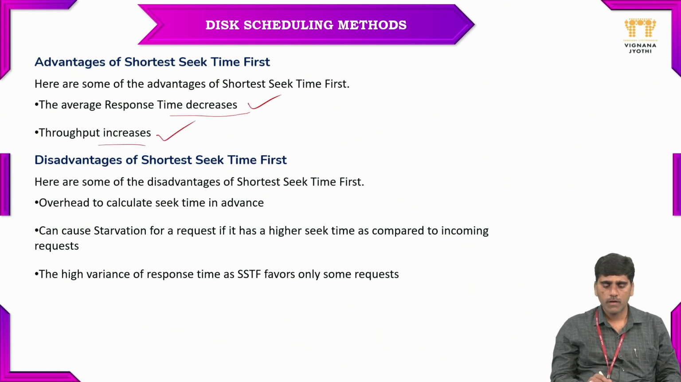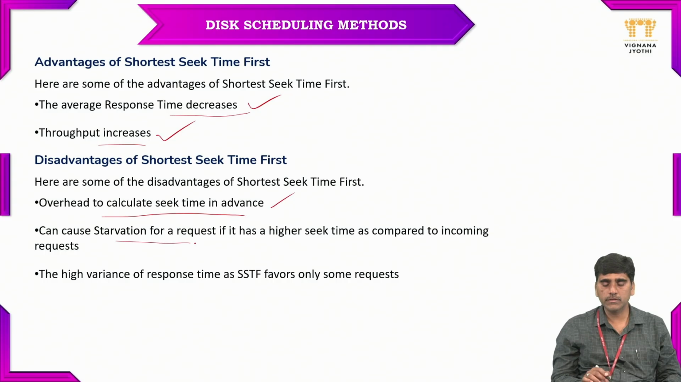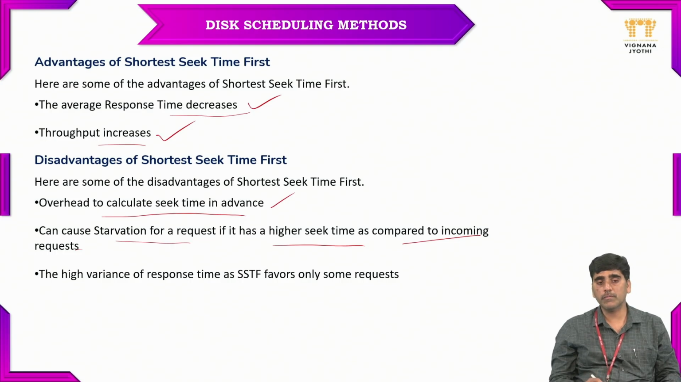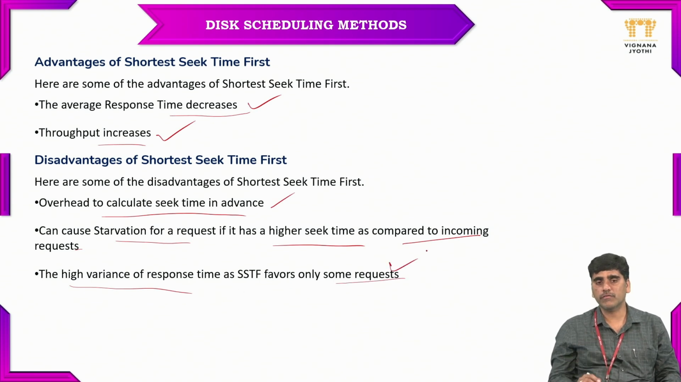The disadvantage is the overhead to calculate seek time in advance, and it can cause starvation for a request if it has a higher seek time as compared to incoming requests. Obviously, if a request with a higher seek time is there, it has to wait, so that is one type of starvation. There is also a high variance of response time, as SSTF favors only some sort of requests. These are all the advantages and disadvantages of shortest seek time first.